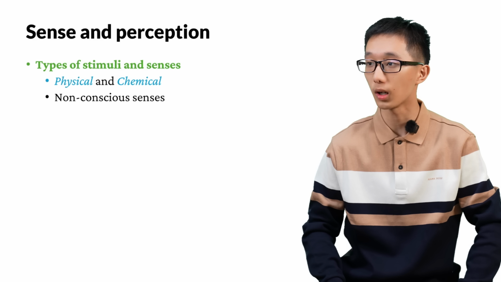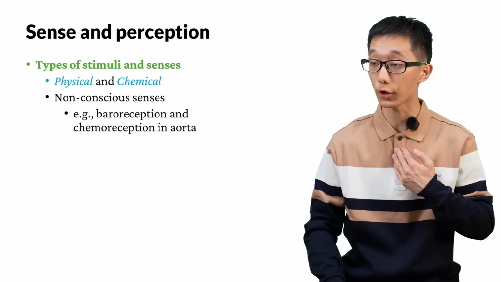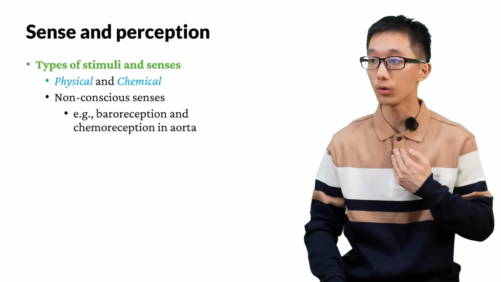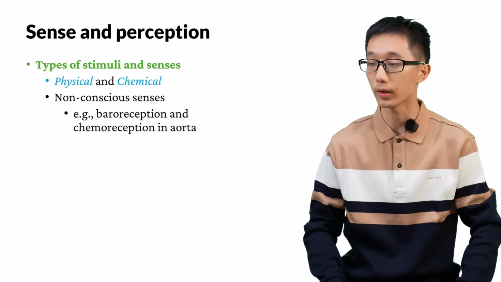There are also some non-conscious senses, which means that we are not actually aware that we are sensing them. For example, we have baroreception and chemoreception in the aorta. There are receptors in the aorta that allow us to sense the blood pressure and the CO2 concentration in our blood. This can help us determine whether we need to change our respiration rate and heart rate. However, we are not aware that we are sensing them.